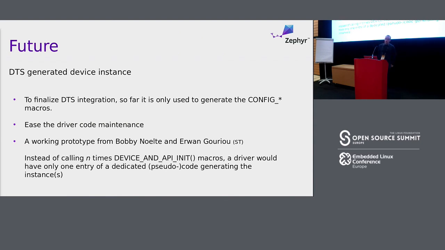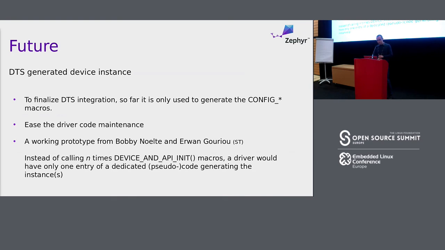There is still, however, quite a lot of work. We have been working with this device driver model very well so far. But as I said, for instance, about these instances, it's quite a pain to maintain. Because we use DTS now, and DTS knows everything about your device, it knows how many instances you have and the configuration. Even though it's used only to generate the configuration options so far, we could also use it to generate the actual struct device instances. So there would be no device and API init call anymore.